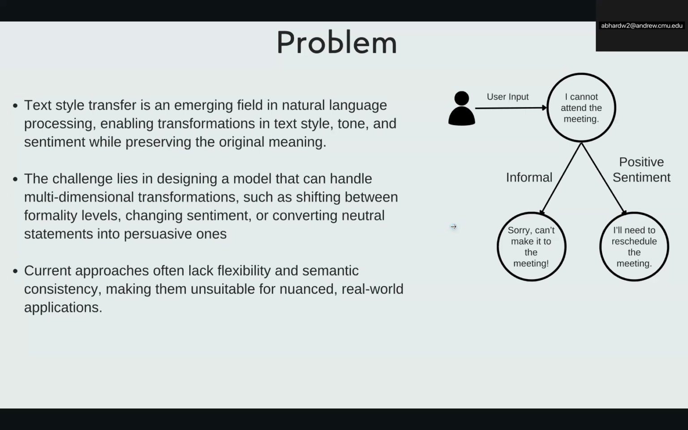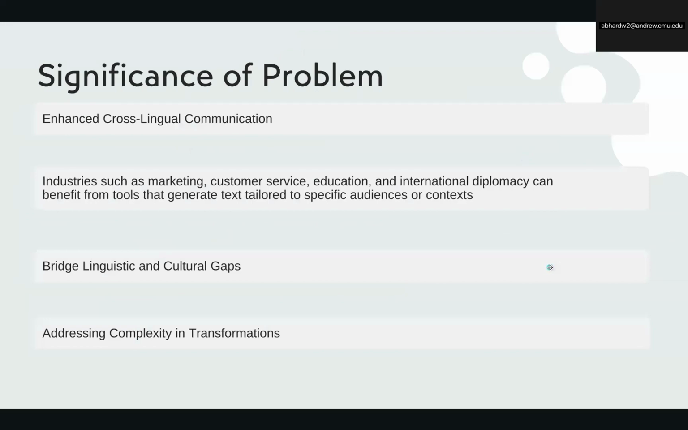Text style transfer is a growing field in NLP enabling changes in style, tone, and sentiment while keeping the original meaning intact. The challenge lies in creating models that handle multi-dimensional transformation like sentiment shift and formality changes, with real-world applications ranging from customer service to cross-lingual communication. This technology bridges linguistic and cultural gaps, making communication more accessible. It enhances adaptability across industries like marketing, education, and international diplomacy by generating audience-specific, context-aware text.